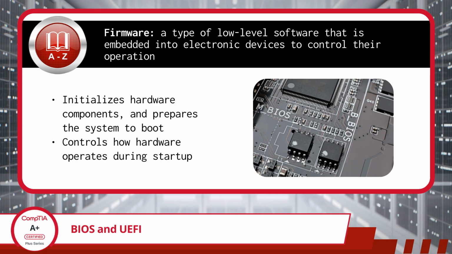Unlike applications that load after the operating system starts, firmware runs first. It initializes hardware components, verifies that they are functioning, and prepares the system to load the operating system. Without firmware, the system would not know how to communicate with the CPU, RAM, storage devices, or input and output components during startup.